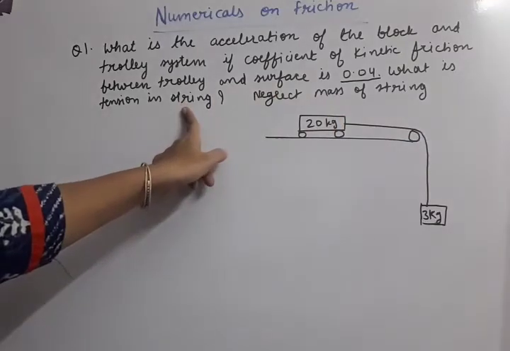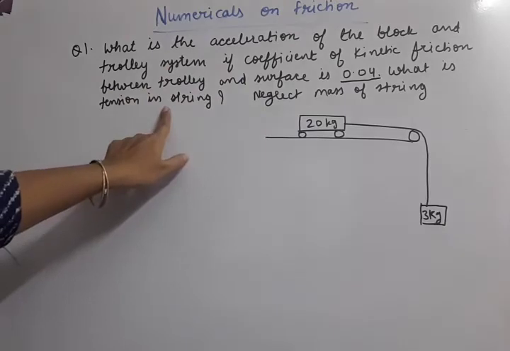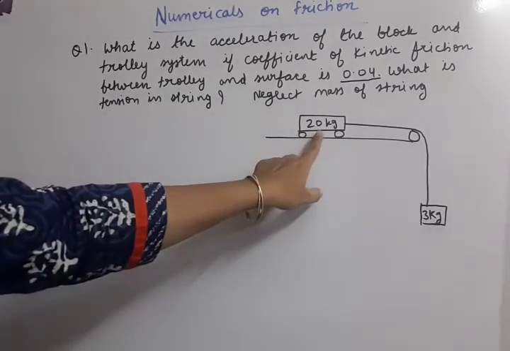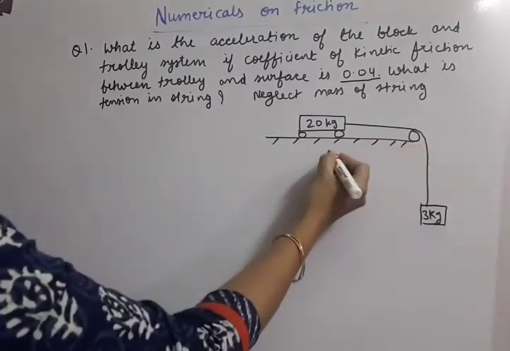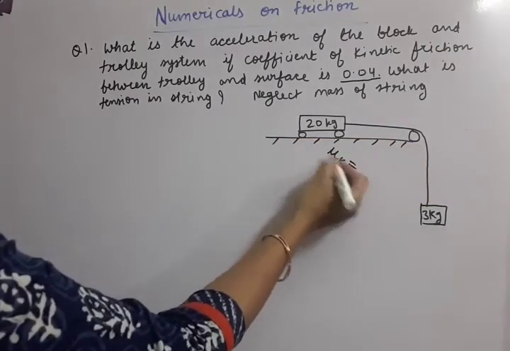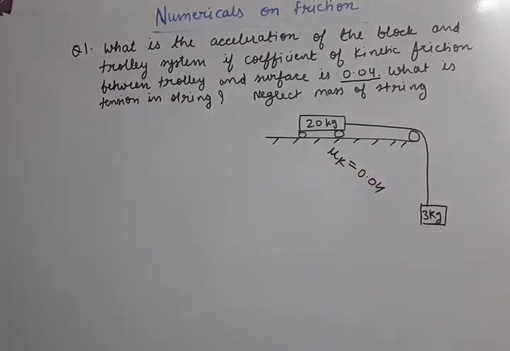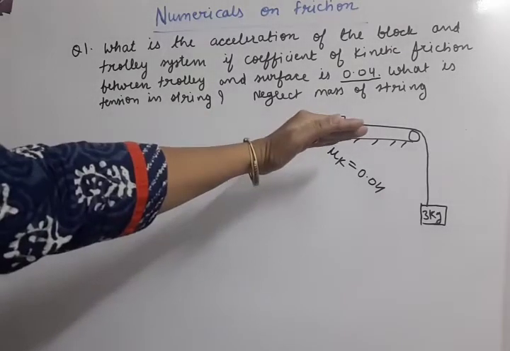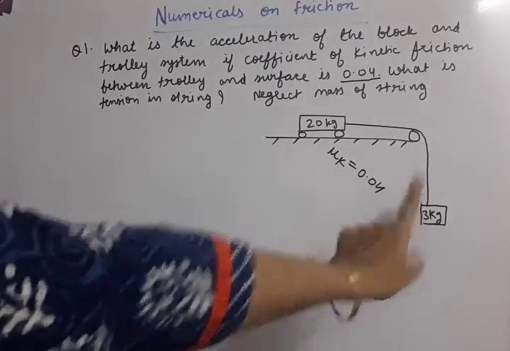What is the tension in the string? So two things are asked. First is the acceleration and second is the tension, which we generally solve in our laws of motion questions. Now what is the situation? We are given a surface, with mu k, the coefficient of kinetic friction, given as 0.04. There are two masses: 20 kg is moving on the horizontal surface and 3 kg is in the hanging position with the string.